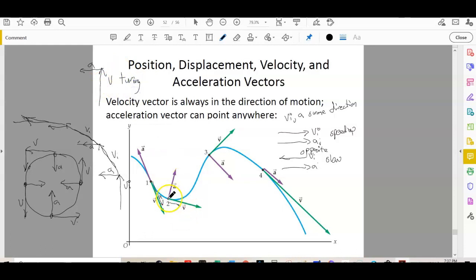Well, at this point right here, you're still kind of speeding up in that direction, but you're also accelerating towards the center of the circle. So the point of this slide right here is, you've got to start thinking two-dimensionally, which means you could have two different acceleration vectors pointed perpendicular to each other.